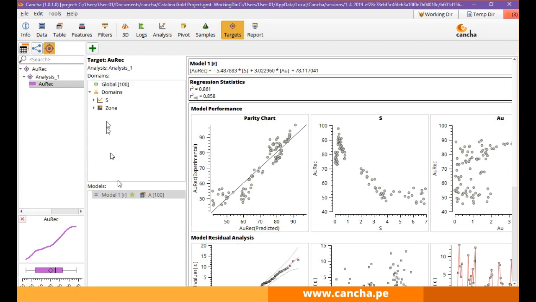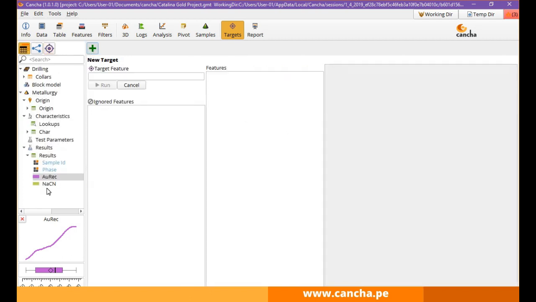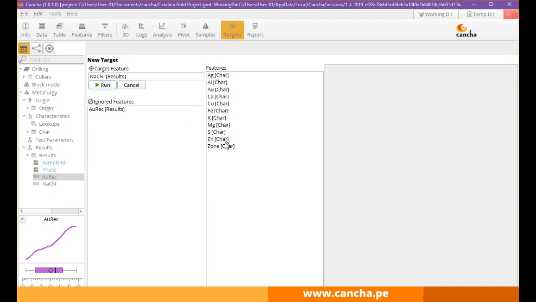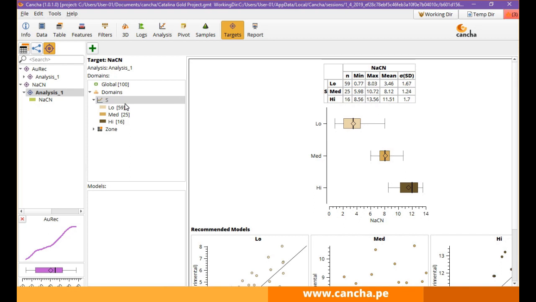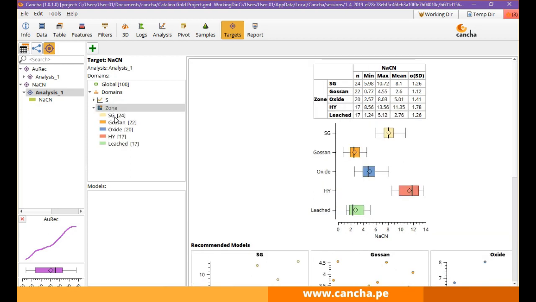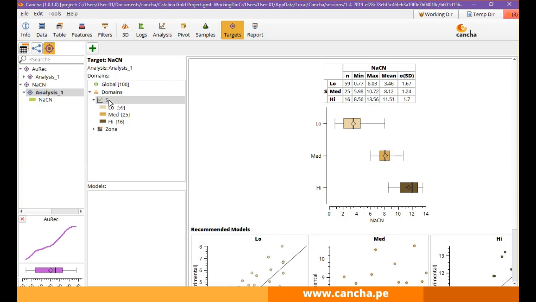Let's just very quickly go in and do another one. So let's just grab this cyanide consumption. Same thing again, let's just let it rip. So it's checking all these against everything here, and again it's found that sulfur is an important one in the zone. So let's have a look at the sulfur. Again, high cyanide consumption with high sulfur. Well, that makes sense.